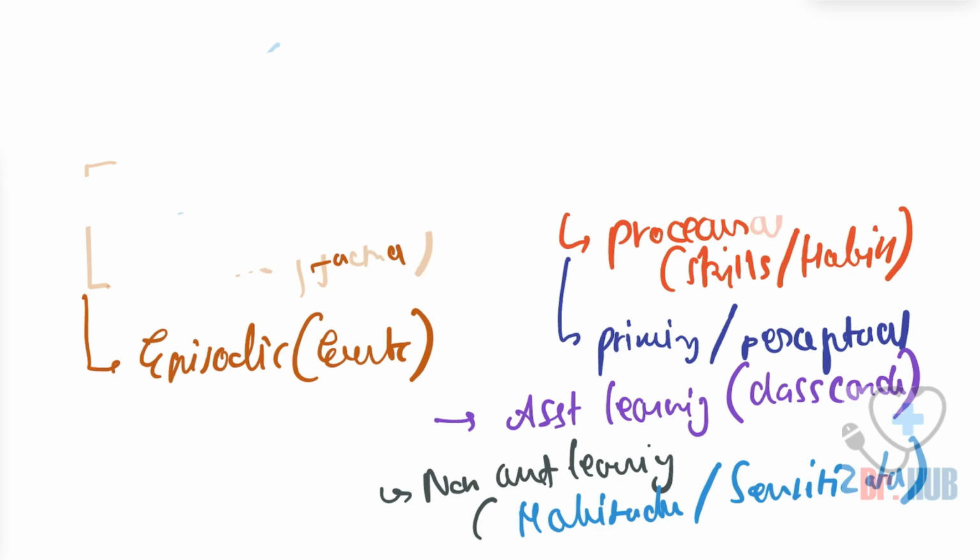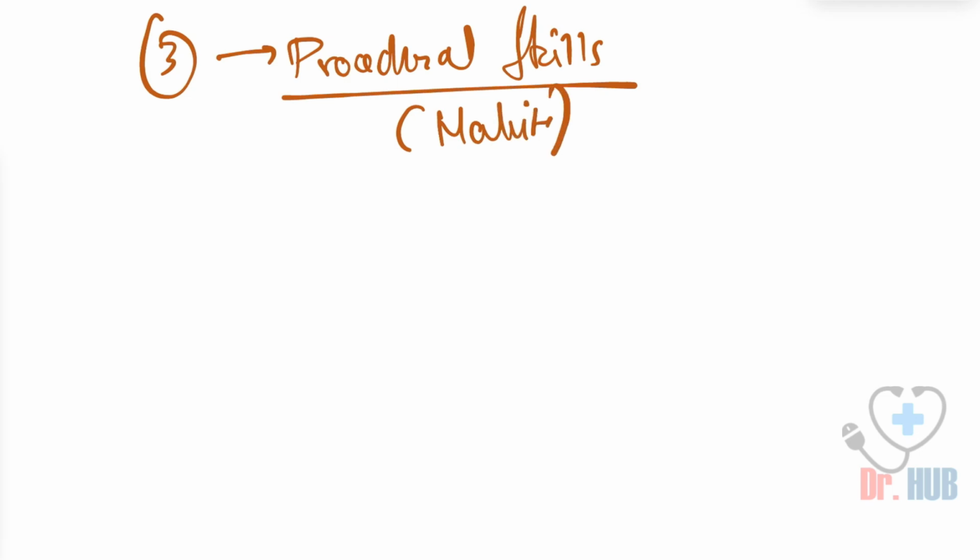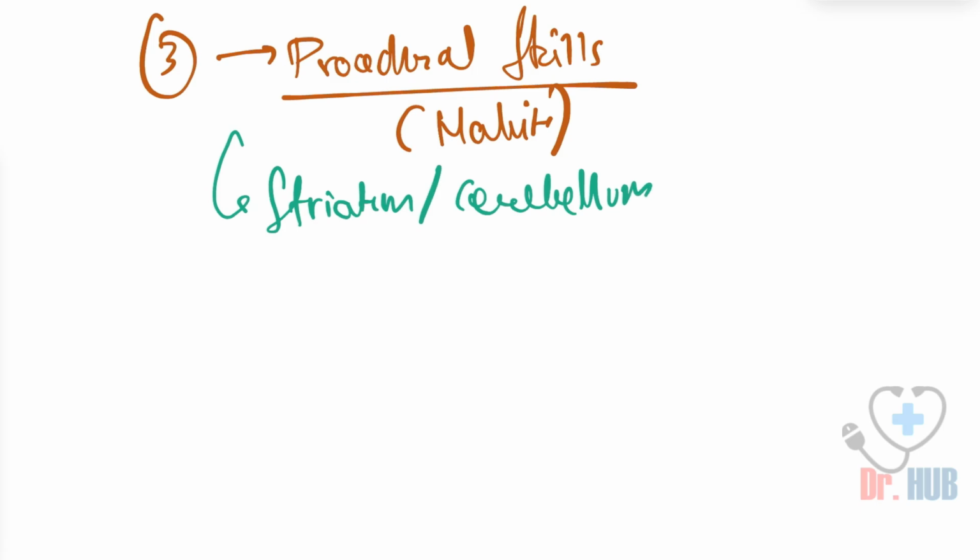So this was the first question. The second question we already saw. The semantic involves the prefrontal cortex and temporal cortex. The third question we asked was, what are the procedural skills? That is the skills as well as the habits. What part of the brain does it involve? The involvement is of the striatum, the cerebellum and the motor cortex.